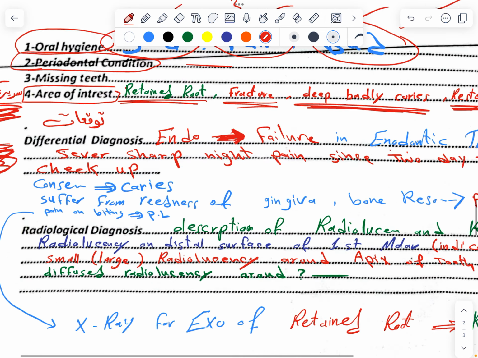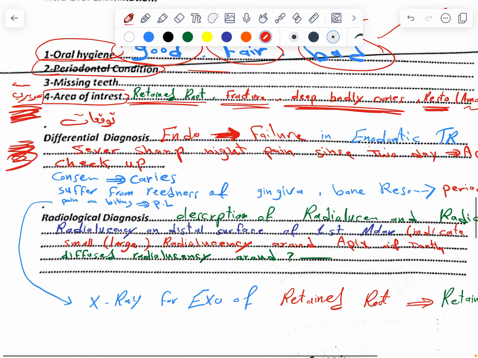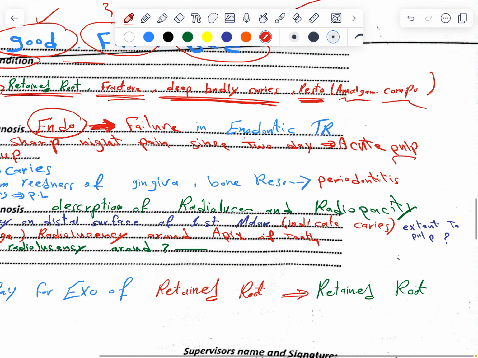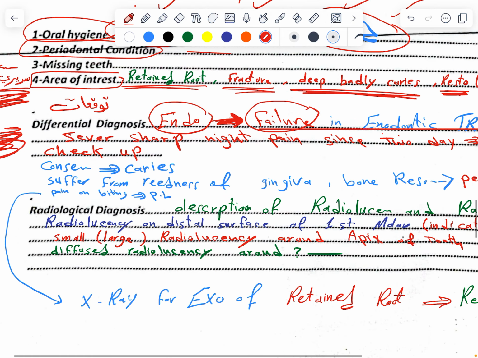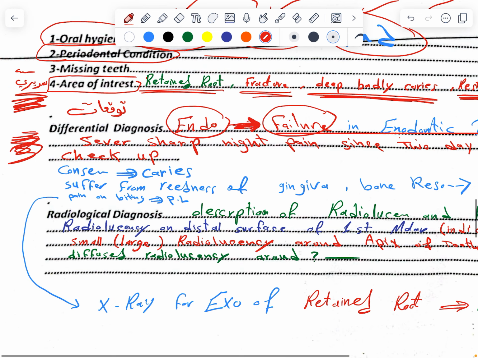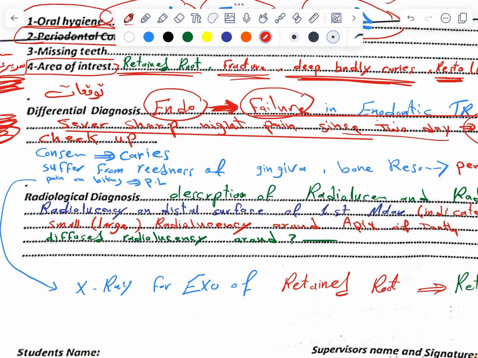You may suspect failure in endodontic treatment, for example. Or for example a patient with severe sharp night pain since 2 days: that is an example of acute pulpitis. According to the chief complaint we can suspect the patient has acute pulpitis, for example.